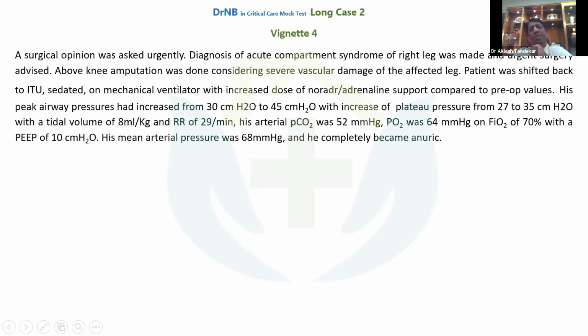Okay. So this patient was investigated further, and then surgical opinion was also sought. And this patient was found to have acute compartment syndrome of the right leg, and urgent surgery was advised. How do you classify compartment syndrome, on the basis of what? Do you call every swelling as compartment syndrome or something else?